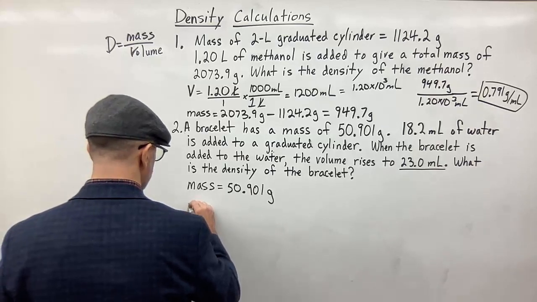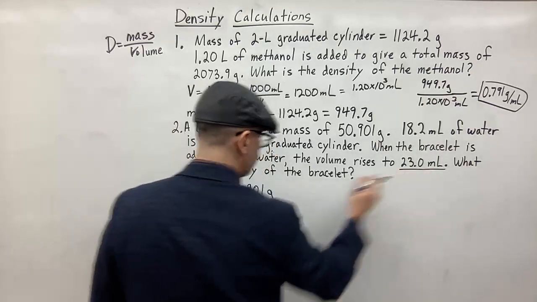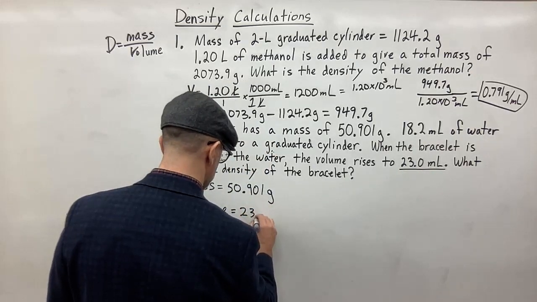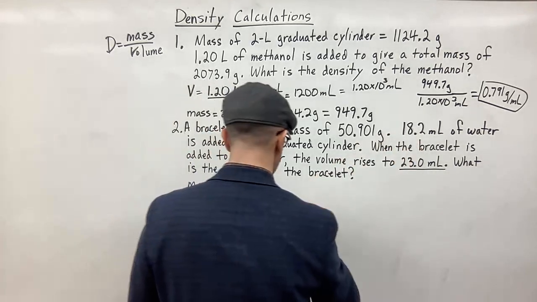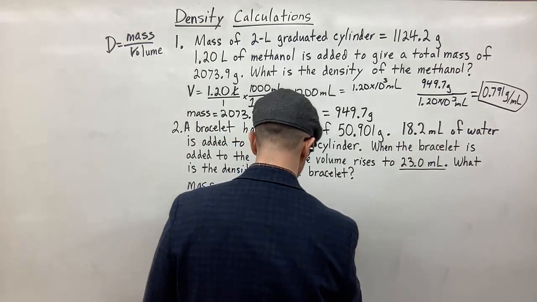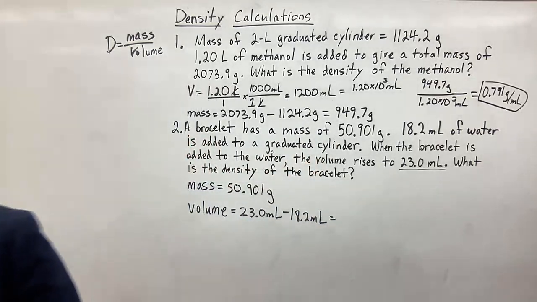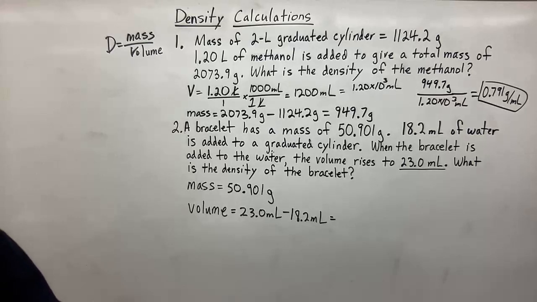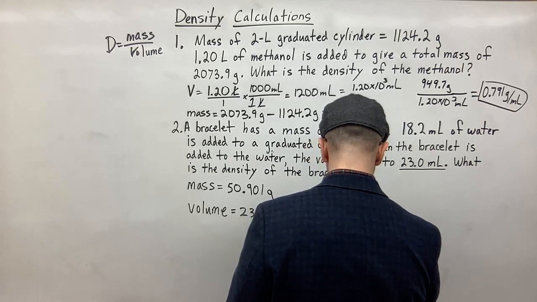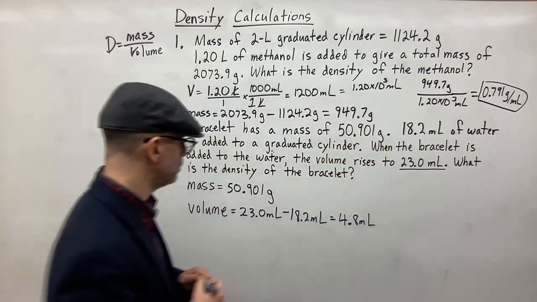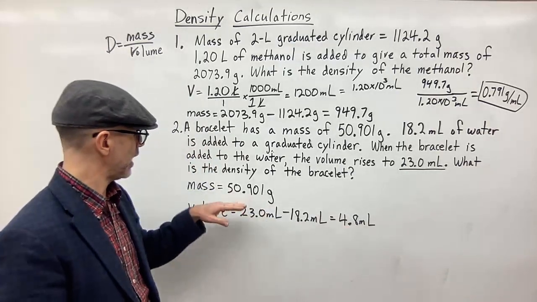So to find the volume, I'm going to take 23.0 milliliters and subtract out 18.2 milliliters. And when I do that, I get 4.8 milliliters. Okay, so now I have the volume of the bracelet. I have the mass of the bracelet.